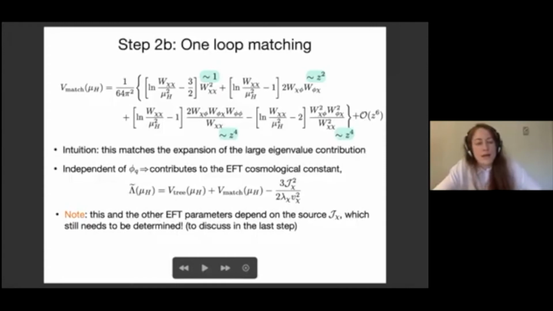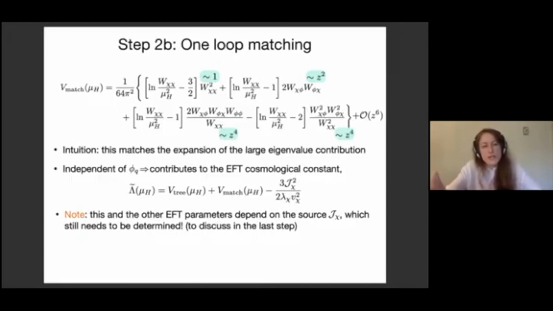I want to mention for intuition's sake that this 1 loop matching contribution is exactly just the expansion of the large eigenvalue contribution to the effective potential. In the fixed order 1 loop formula, I have the contributions of the m plus squared, the heavy contribution, and the m minus squared. My statement is just that if I expand out the heavy contribution, the m plus to the 4th log m plus squared, in the Z power counting expansion, this is exactly what I would get. So that's what this term is giving.